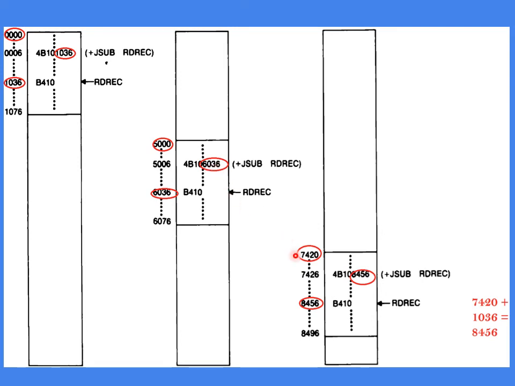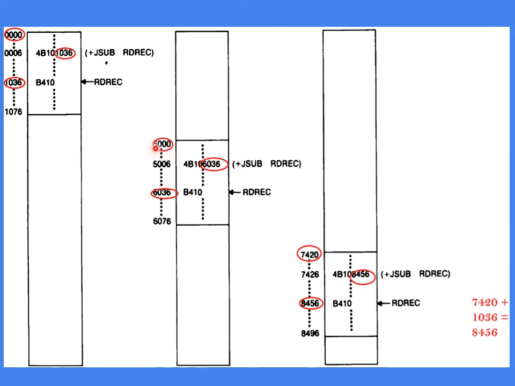Now what if the program is loaded into the location 7420? Now again here RDREC points to the location 8456. So here you can see that this value is nothing but this displacement. If you subtract the base address from the target address, you will get the value as 1036. So in all the cases, to the base address, you are adding the displacement value.